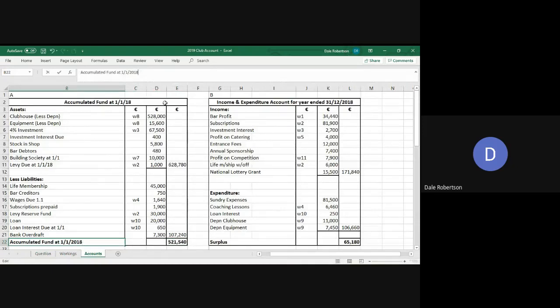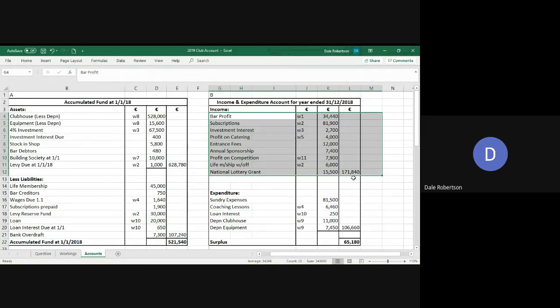318. Good. Now, then you look at your income and expenditure account, which is all of your money in during the year and all of your money out. Most of the workings are employed here, so you have bar profit from working one, subscriptions from working two, investment interest from working three, profit on catering, which was working five. Straight from the question, entrance fees and annual sponsorship. And then you had your profit from your competition in the last working, your life membership written off, and the National Lottery grant, which we were instructed was a revenue item. We were told to put it in here. And that gives you 171,840.